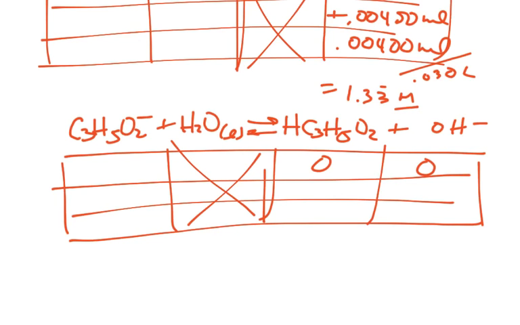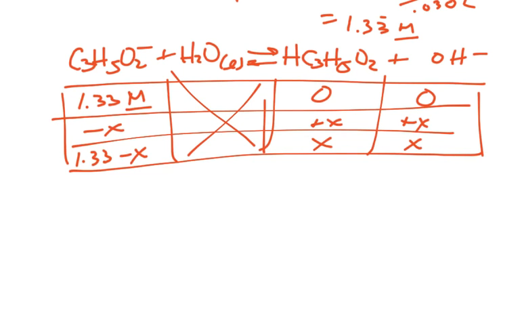Okay, and I know that this original number here is 1.33 molar. And I'm just going to do an equilibrium, so minus x, plus x, plus x. So this will be x, and 1.33 minus x. Okay, so far so good. We need a K for this. So I'm going to go back and do a K really quick.